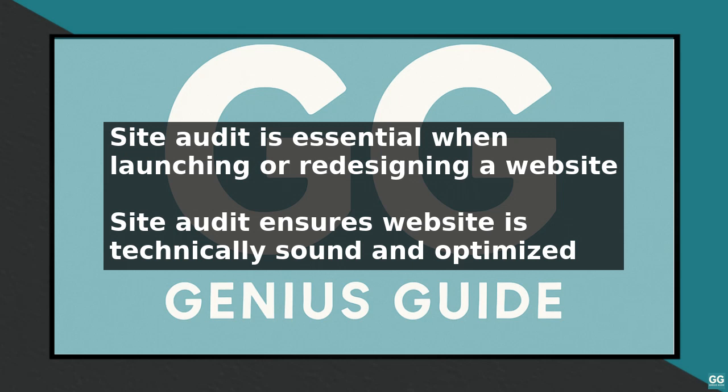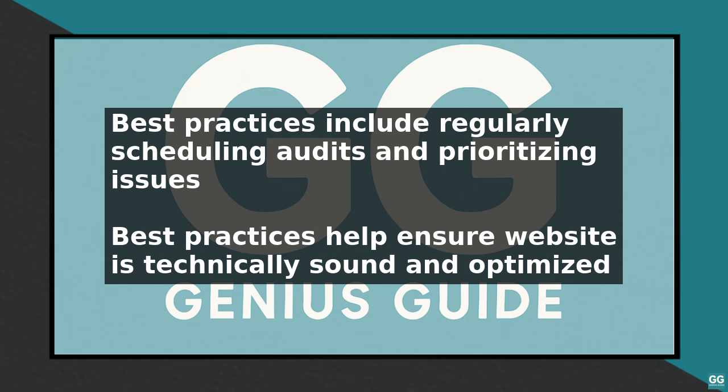Best practices for using Semrush Site Audit include regularly scheduling audits to monitor your website's health and performance, prioritizing issues based on severity and impact, and implementing recommendations to fix identified issues. By following these best practices, you can ensure that your website is always technically sound and optimized for search engines, which is crucial for driving organic traffic and improving conversion rates.